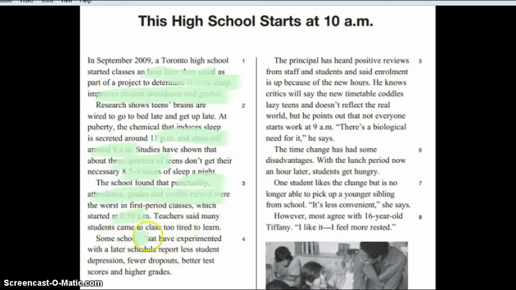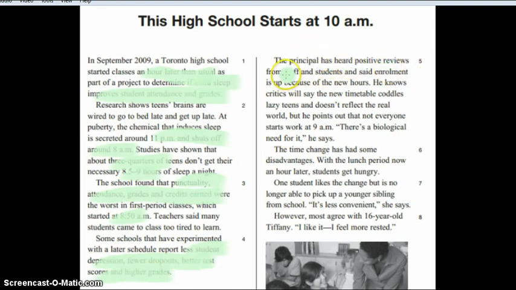Teachers said many students came to class too tired to learn. Well, I know I've seen that. Some schools that have experimented with a later schedule report less student depression, fewer dropouts, better test scores, and higher grades. I'm going to go ahead and highlight this. It seems pretty important because it's really talking about the results of this.